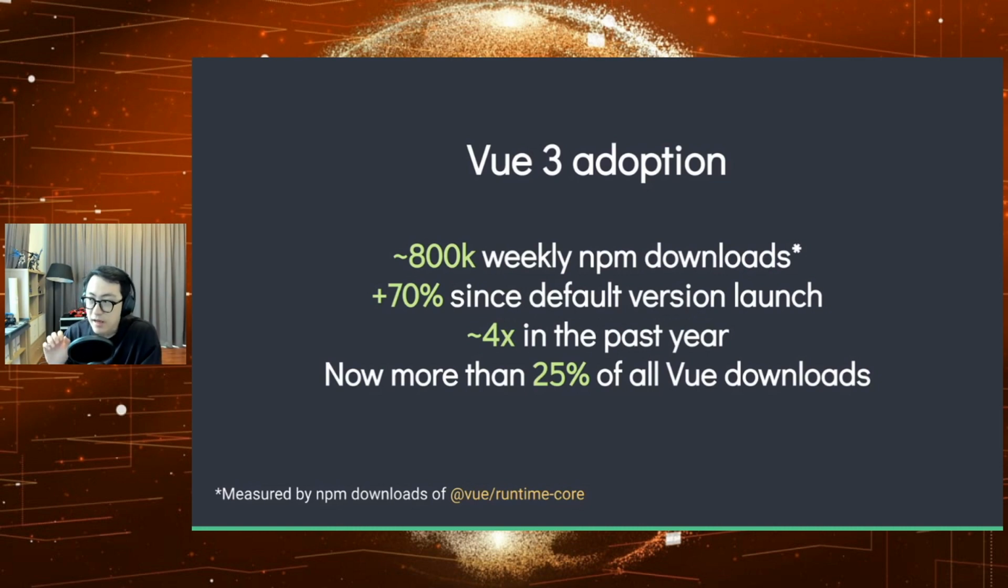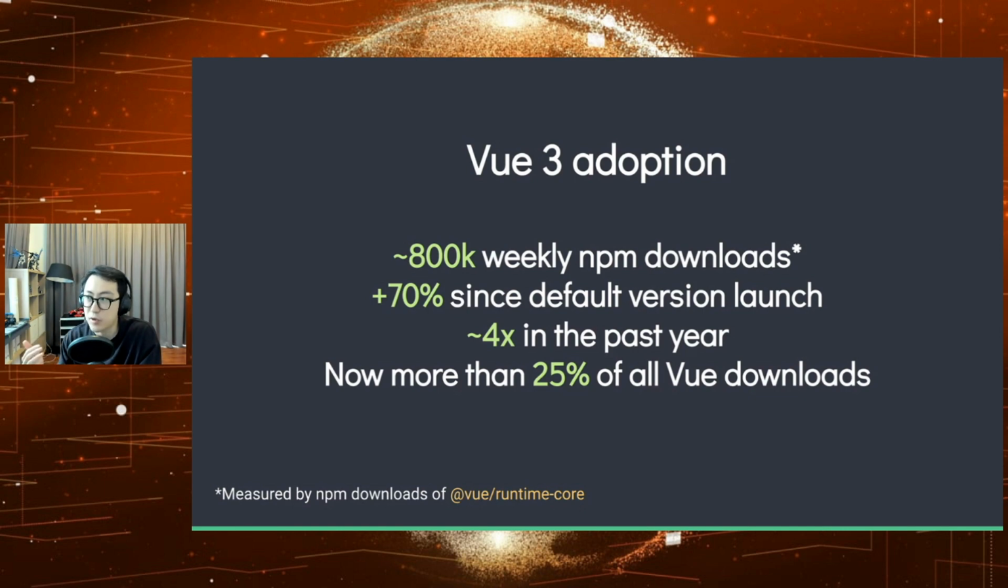After the Vue 3 default version switch, we're seeing great improvements in Vue 3 adoption. Currently, Vue 3 has around 800,000 weekly NPM downloads. That's measured by the downloads of the @vue/runtime-core package, which is a Vue 3 only package. So when you install Vue version 3, it also downloads this package. We can use that as a proxy metric of Vue 3 downloads compared to all versions of Vue. This number is plus 70% since the default version switch. So that's quite a big improvement.